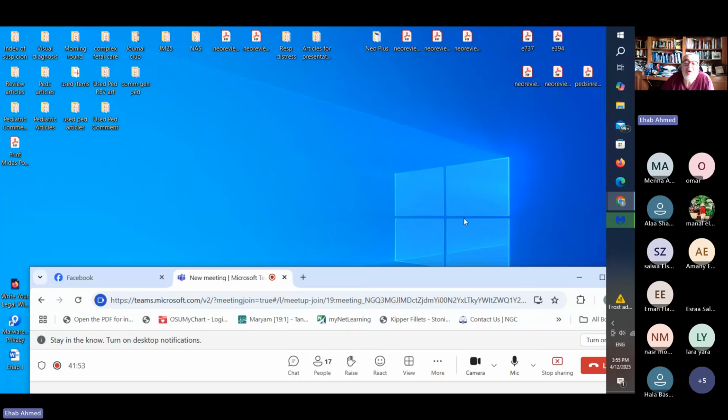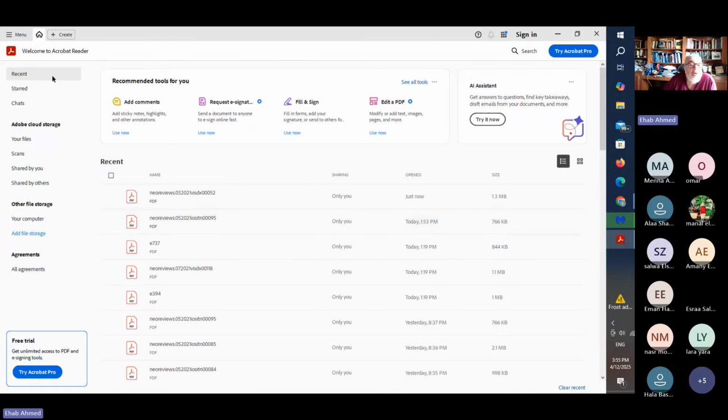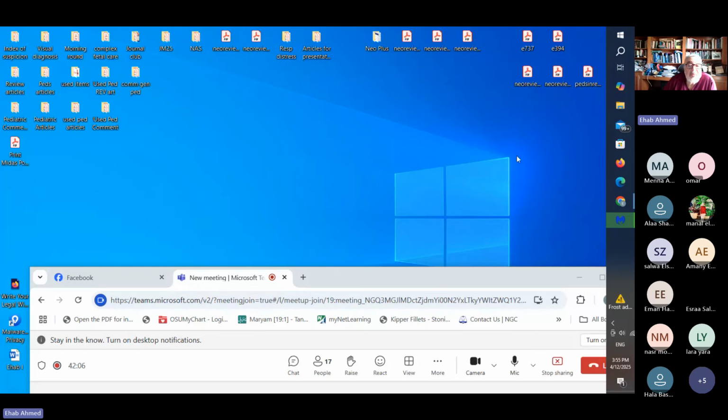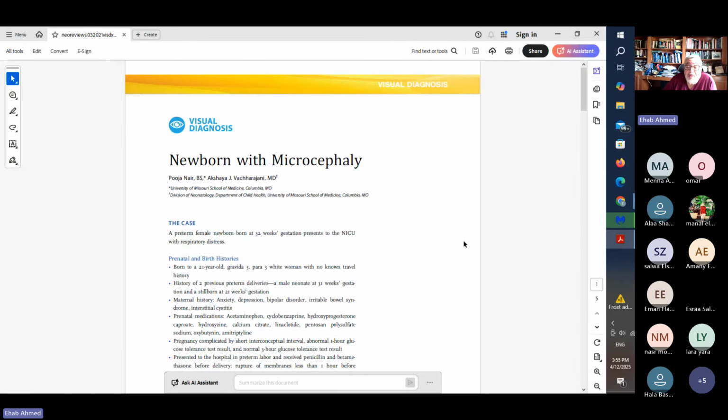Okay, I will give you also a very short one that is very, very easy. Newborn with microcephaly, and this is going to open the article. We are going to discuss microcephaly, which is important. I believe you see babies with microcephaly, correct?